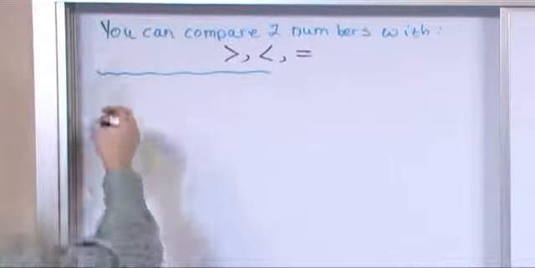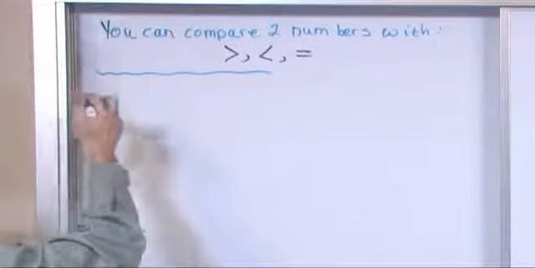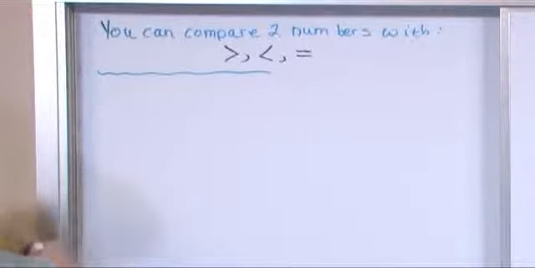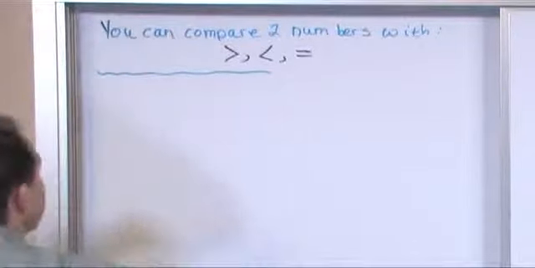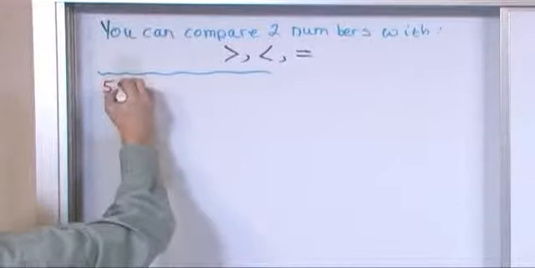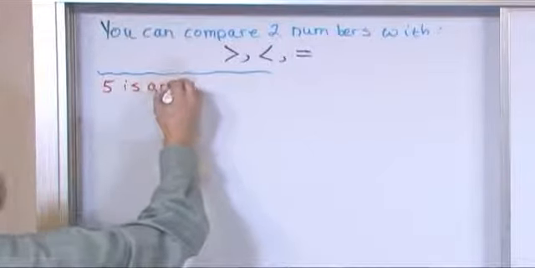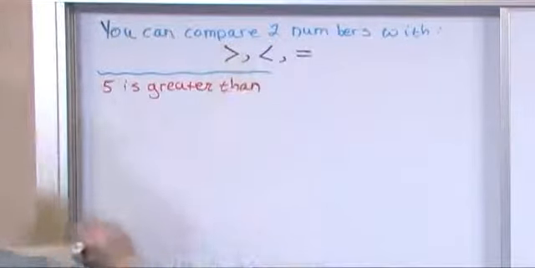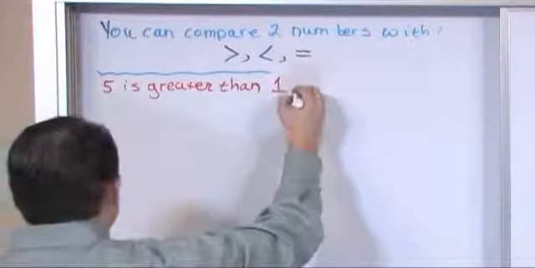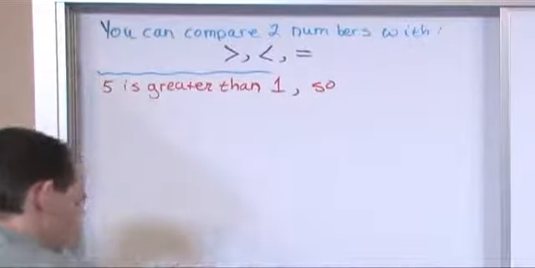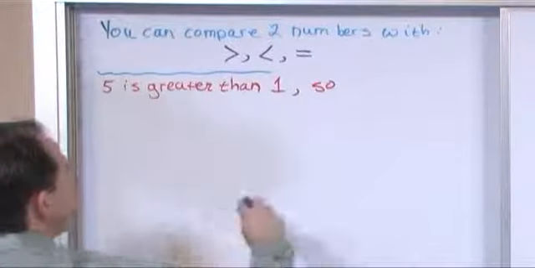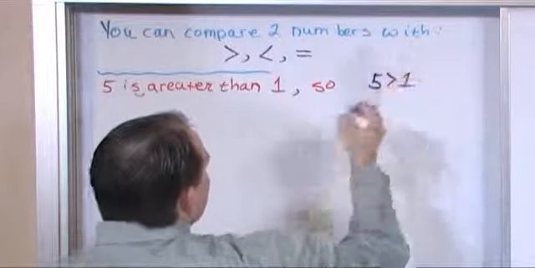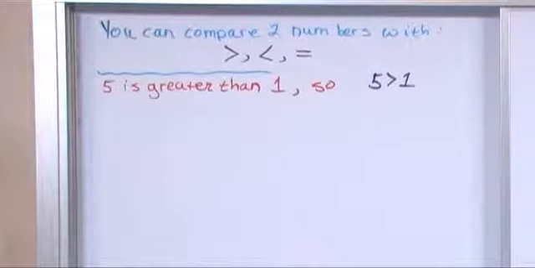So let's look at this. These are going to be things from your basic math. The number 5 is greater than 1, so, drum roll, we say the number 5 is greater than 1. That's how you write it. 5 is greater than 1.